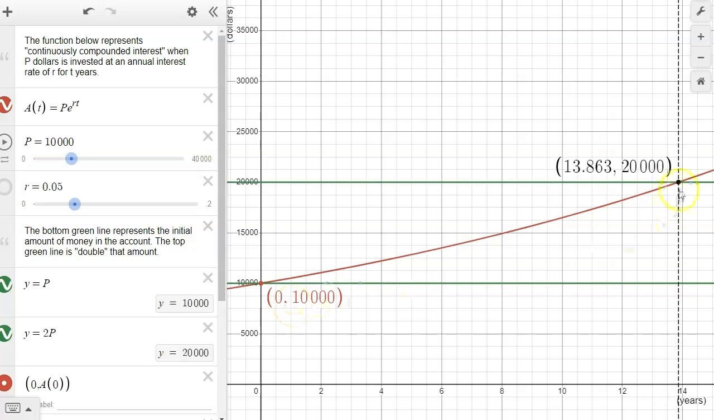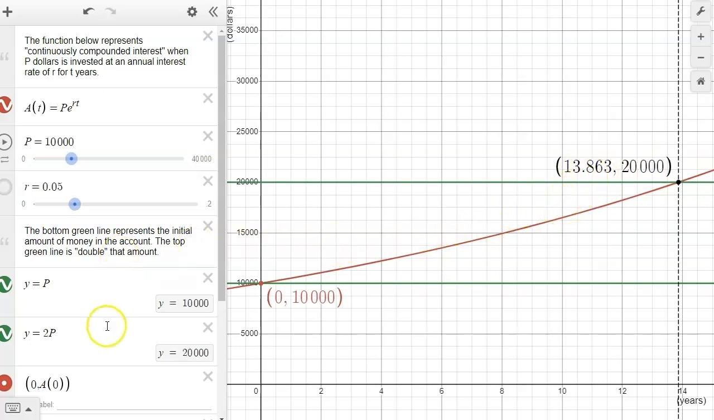This point over here is going to tell us about the doubling time. So I've made a little green horizontal line that represents the initial amount of money, and I put another green line here that represents double that amount. So this would be $20,000. Well, this point tells us that at time t equals 13.86, the money has doubled from 10,000 to 20,000. Now, 13.86, if we round it to the nearest year, would be 14 years.